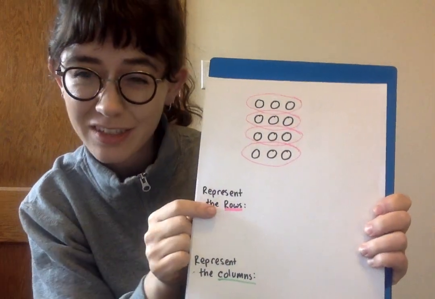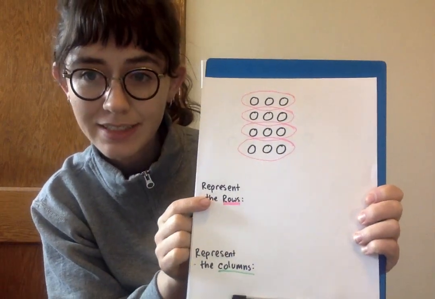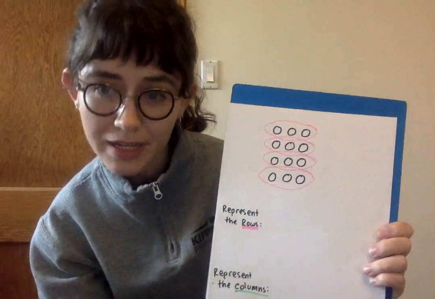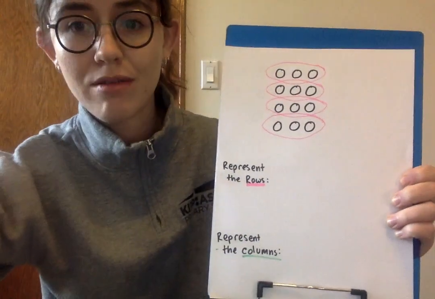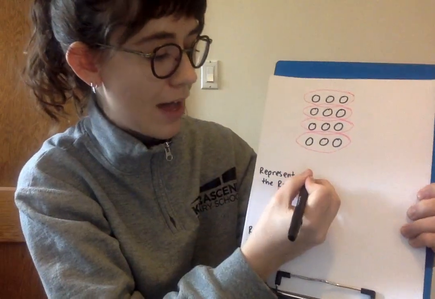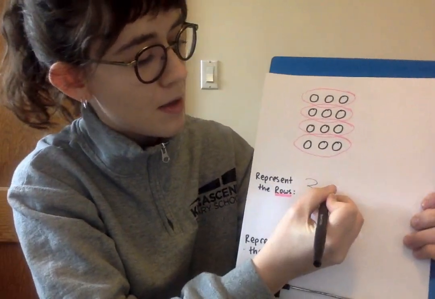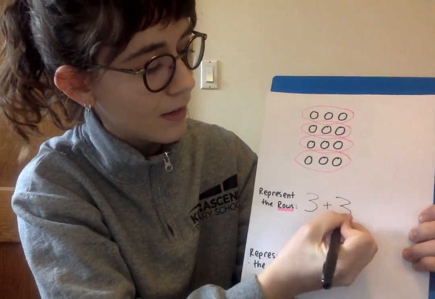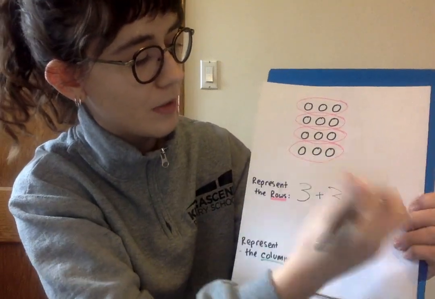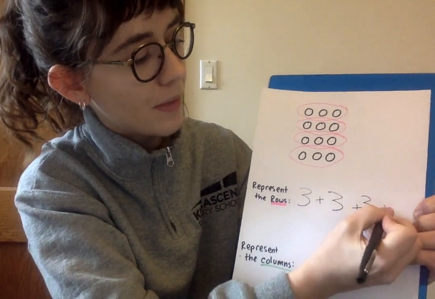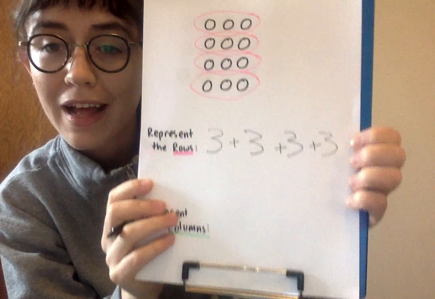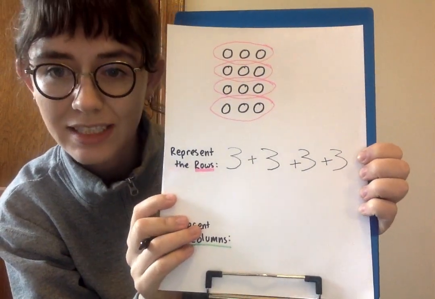So when I get started to write my repeated addition sentence, I'm going to be adding the number 3 over and over because 3 is the number in each row. So here we go. We've got 3 plus, so that's the first row, 3 plus another 3 plus, in this row there's 3 again, plus 3 again. All right, so that's my repeated addition sentence.